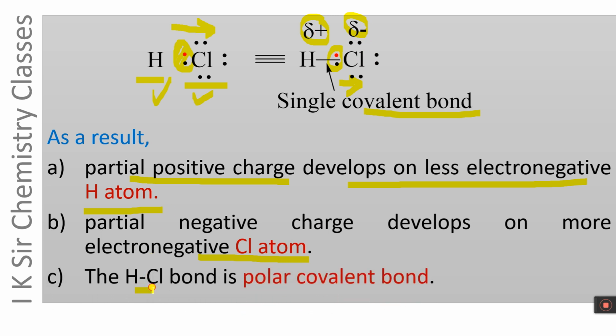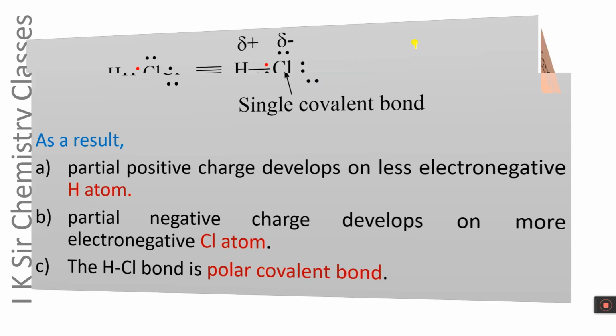The HCl bond is polar covalent bond because there is positive pole and negative pole in it, and hence it is called polar covalent bond. It has polarity.